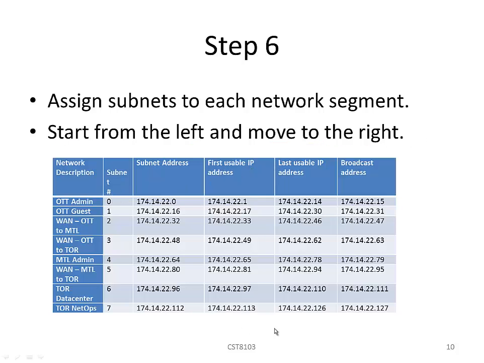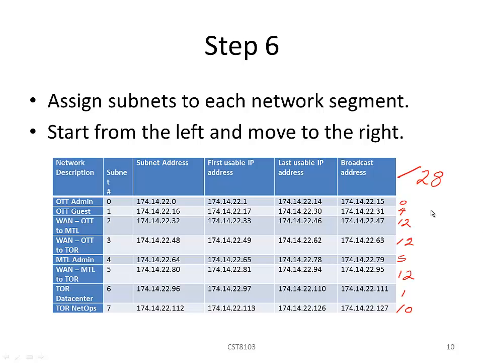You see here our addressing table where Ottawa admin has been assigned subnet 0, and completely to the right we have the Toronto netops subnet, which has been assigned subnet number 7. For each subnet, we're showing the subnet address, the usable IP address range as well as the broadcast address. What is not shown here is that the subnet mask is a /28.